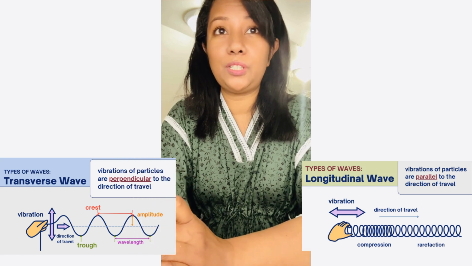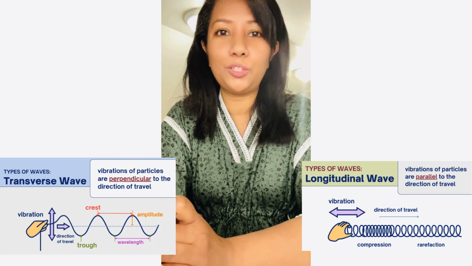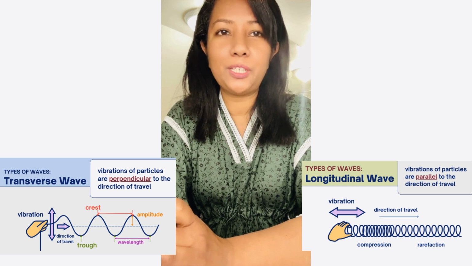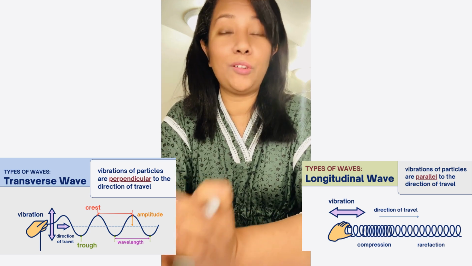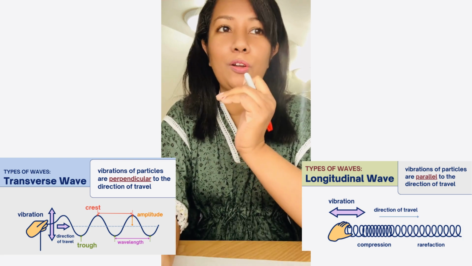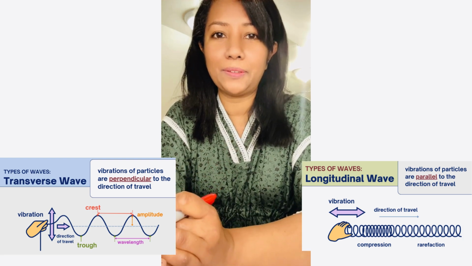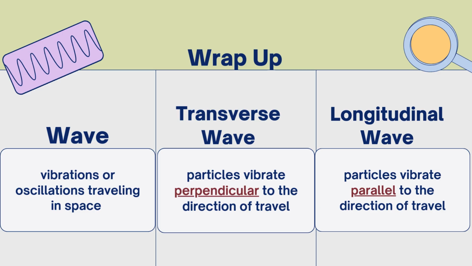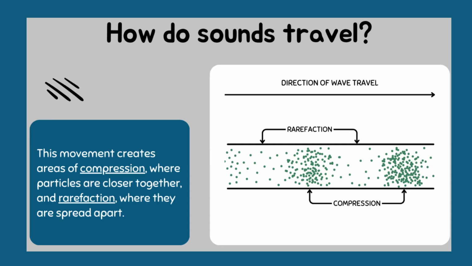What's the difference between a transverse wave and a longitudinal wave? In a transverse wave, particles vibrate perpendicular to the direction of travel, and in a longitudinal wave, particles vibrate parallel to the direction of travel. So here's a wrap up: a wave is a vibration or oscillation traveling in space, a transverse wave is perpendicular, and a longitudinal wave is parallel.